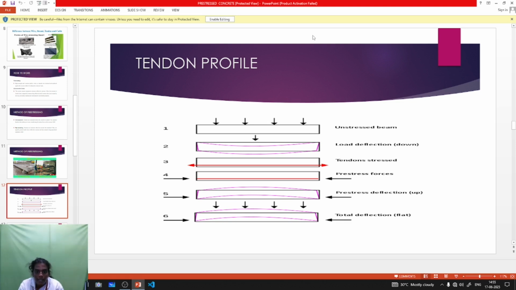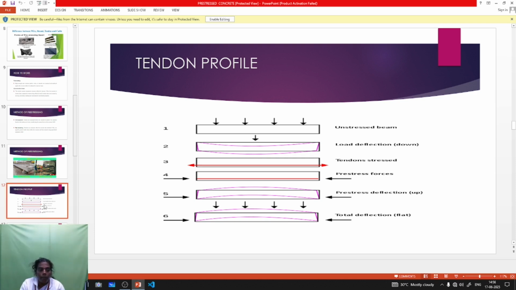It's clear that this is the tension profile. The beam is the unstressed beam. Then the load is applied, which means it has a downward deflection due to self-weight or live load acting. The beam has self-weight or live load, and any load acting produces downward deflection. Then the tension is induced and released, and you get the upward deflection. The total deflection is flat. So this is the tendon profile.